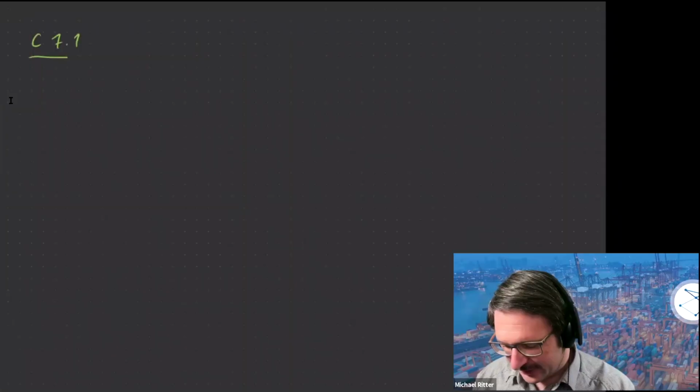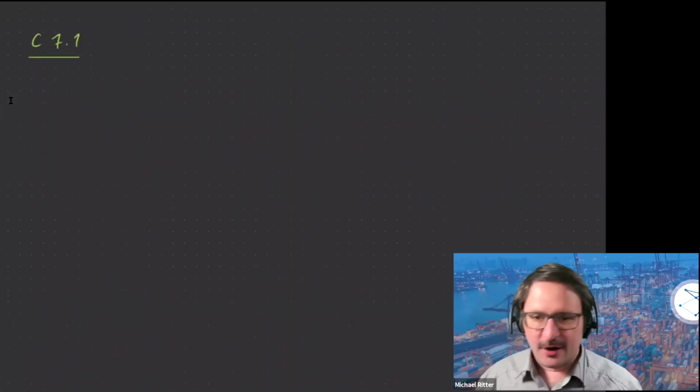So let me start the screen sharing so you can see what I'm actually doing. Okay, so let's start with sheet number 7. Sheet number 7 is basically all about basis coordinate systems and linear mappings and the representations as matrices. So in C7.1, we start with a simple introduction that focuses on linear mappings.